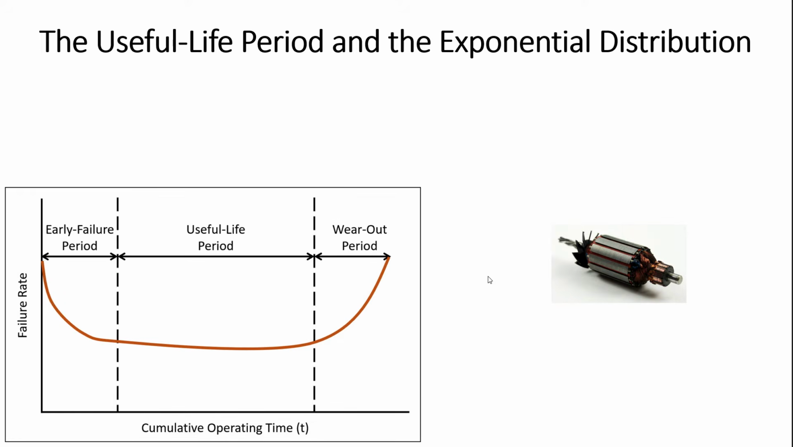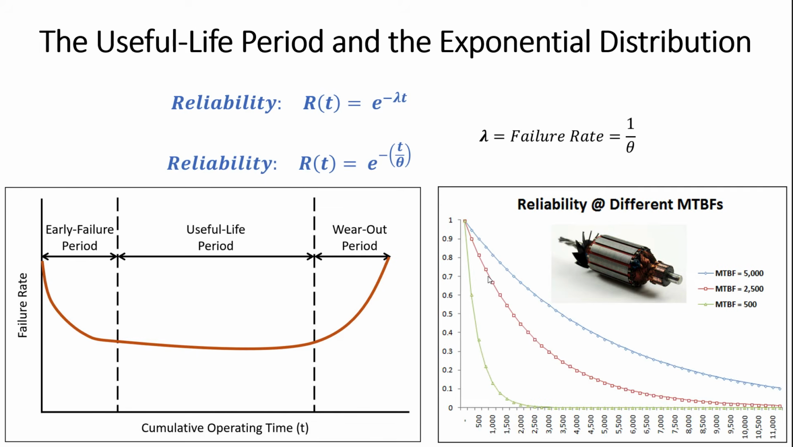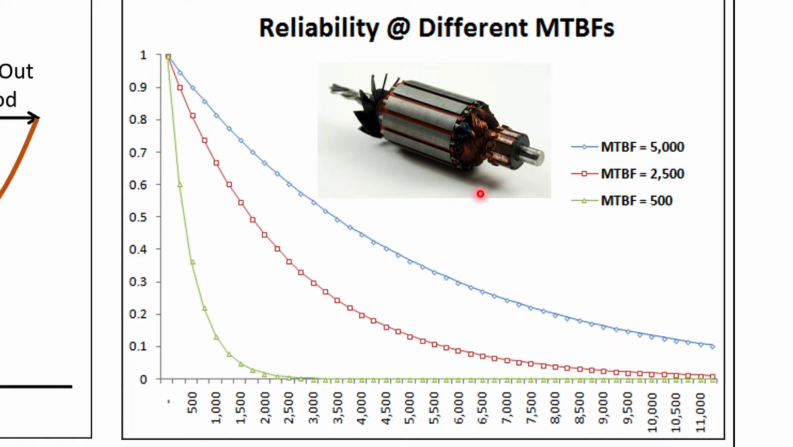Let's switch gears now and talk about, okay, we're in the useful life period, our failure rate is constant. How do we make reliability predictions using the exponential distribution? Let's say we're testing motors, and we're making this AC motor. Let's say we have 3 different designs and we've put them all on test and we've calculated 3 different mean time between failure values. The first is 500 hours in green, and you can see how the reliability really tanks quickly here when we have a poor mean time between failure. The other designs performed much better. We've got a mean time between failure of 2,500 hours and a mean time between failure of 5,000 hours.